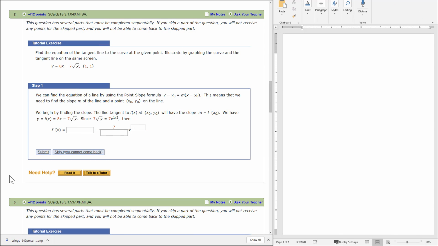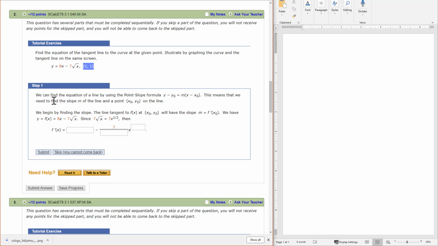Here's another problem from your lab, section 3.1. We want to find the equation of the line tangent to the curve at the given point, and then we want to illustrate by graphing the curve and the tangent line on the same screen. So we have y is equal to 8x minus 7 times the square root of x. And we want the tangent line at the point (1, 1).